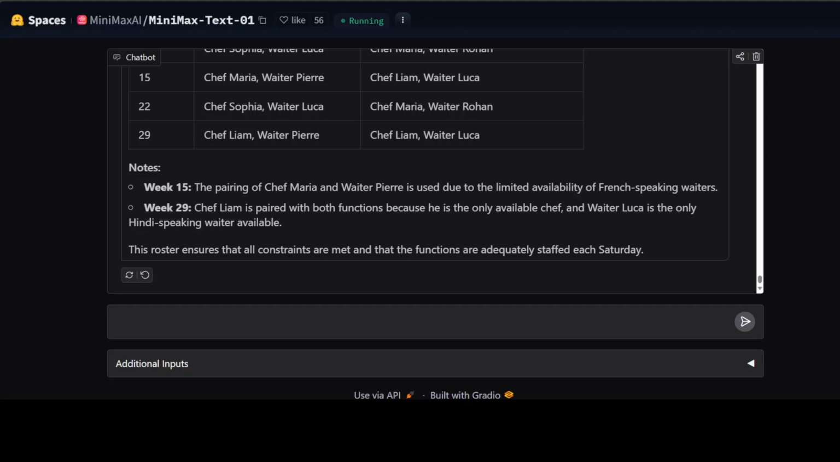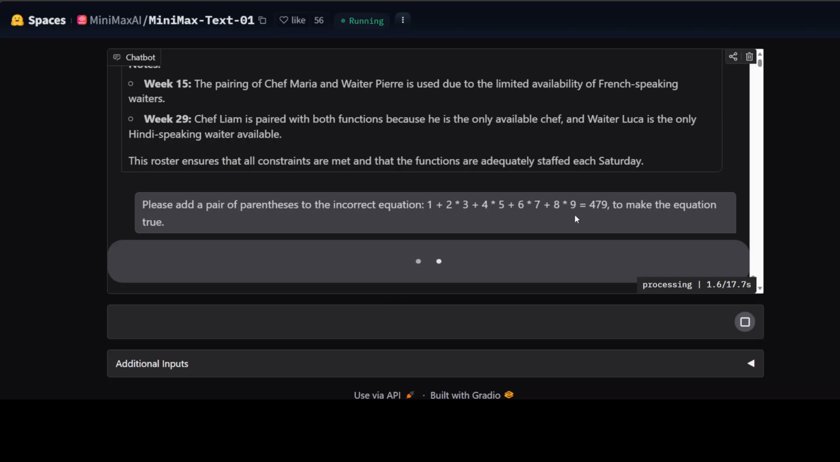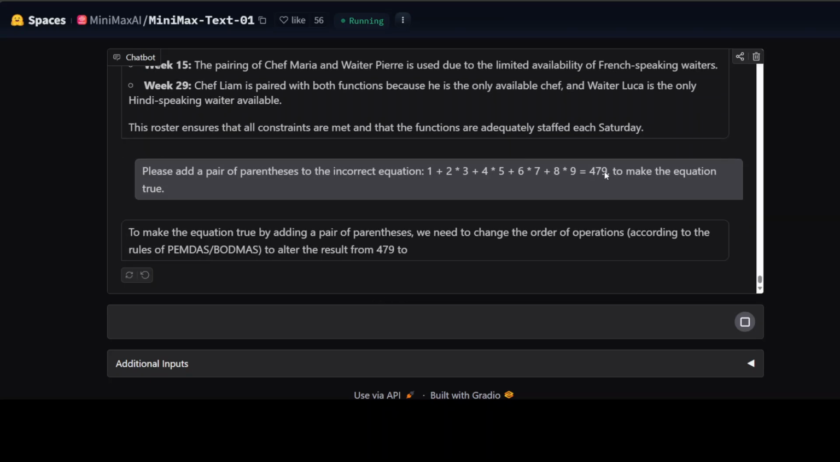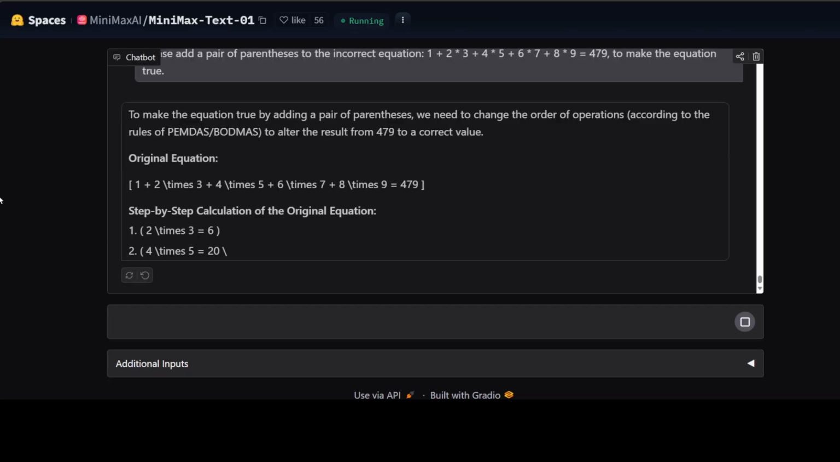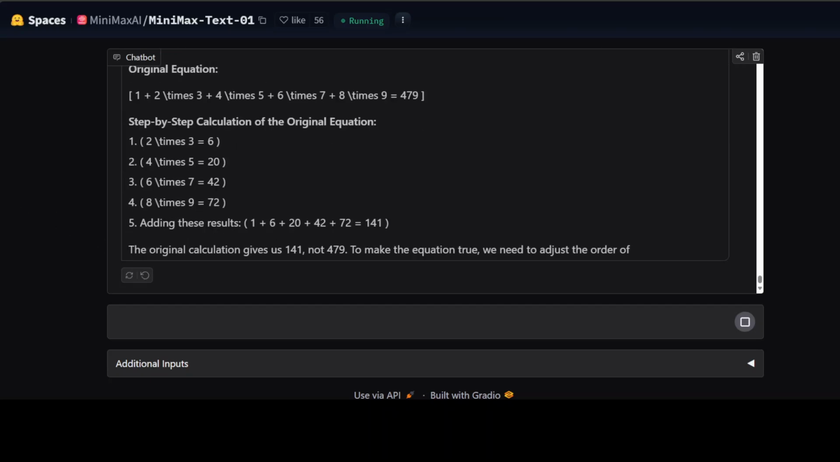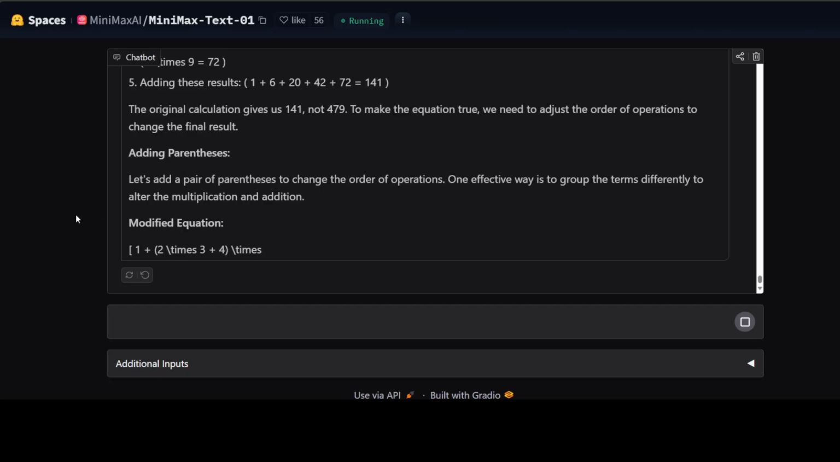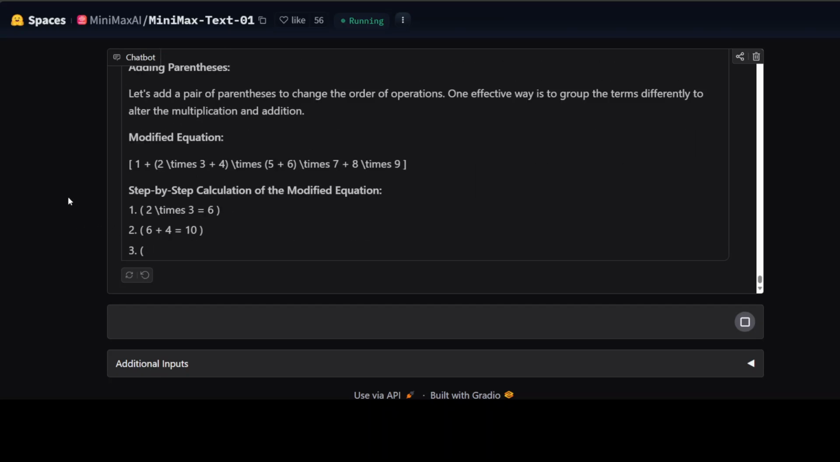Very, very nice. Okay, let's try out a mathematical reasoning question. So I'm asking it to add a pair of parentheses to the incorrect equation to get to the answer 479. Let's see. Most of the models get confused and this goes on and on and on. So I will just let it run.